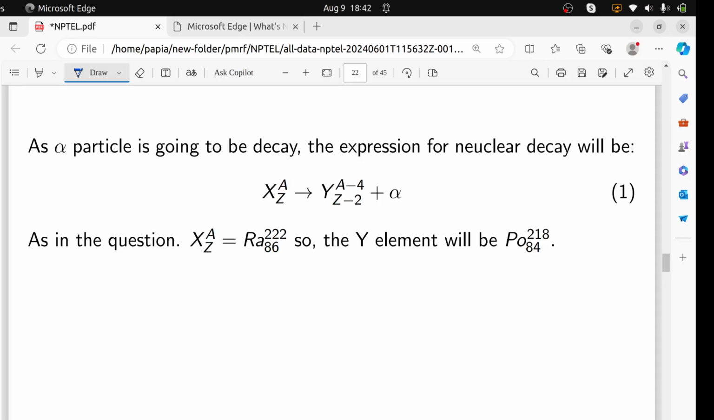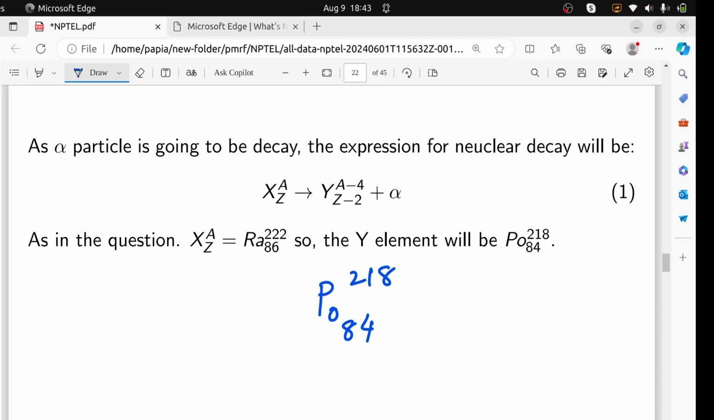Now you can look at the periodic table, and you can see that 84 is polonium, which is polonium 84, 218. Now you might ask me one question: for this question, should I remember at least the Z values for all the elements in the periodic table? For that, I will say obviously you should not remember all the Z values, because there are more than 120 elements.